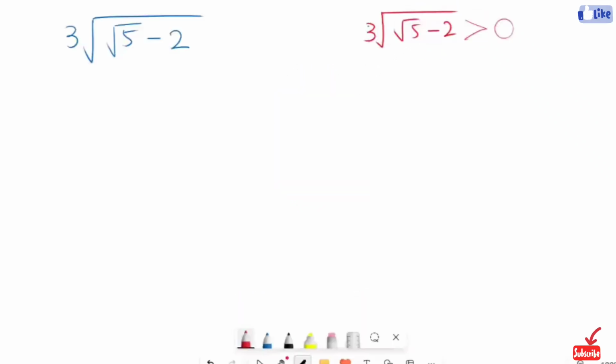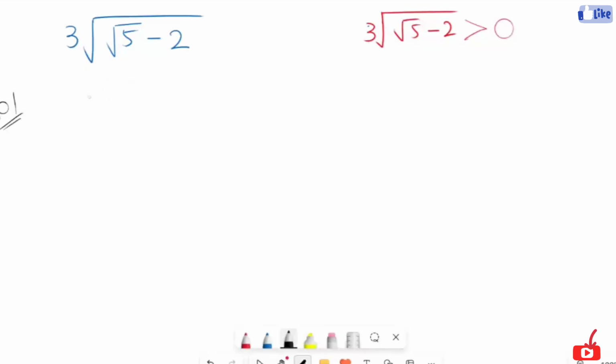Hi, moving on to a cubic equation: the cube root of square root of 5 minus 2. As I'm going to solve this expression, the answer we get should be greater than 0. So let's start our solution.